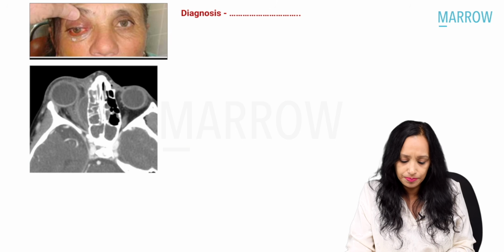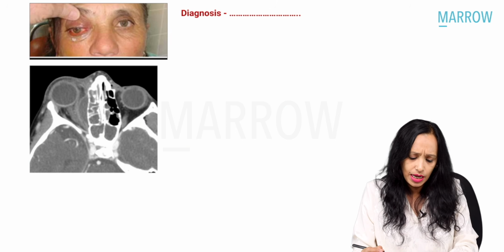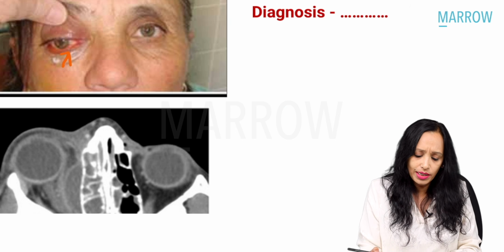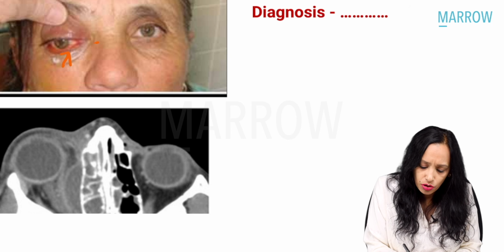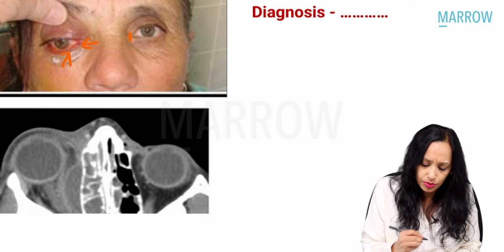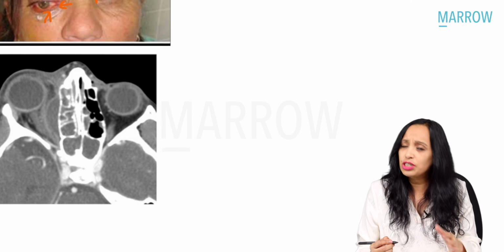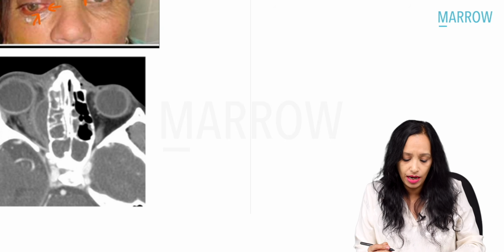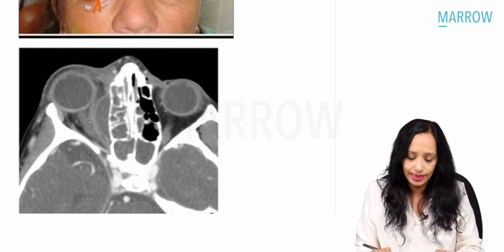So now let us see. Can you make out this? In this patient, what are you seeing? You are seeing chemosis. You are seeing also proptosis, and we can see that it is also pushed laterally as compared to this, right? And just by seeing the eye, we cannot make out what it is. We can make it out by CT scan. So that is why you have been asked on the CT scan.